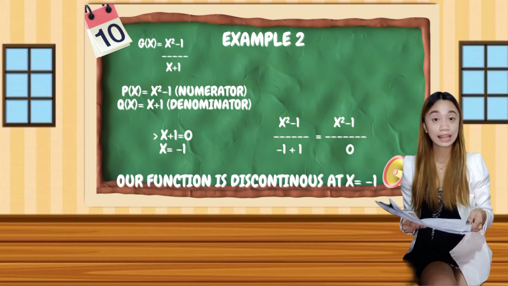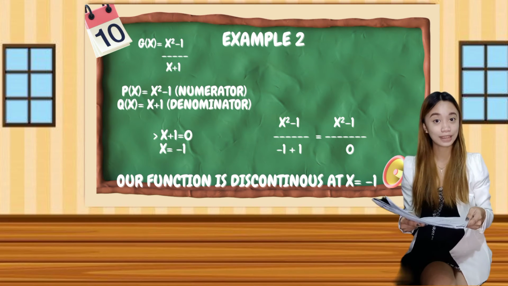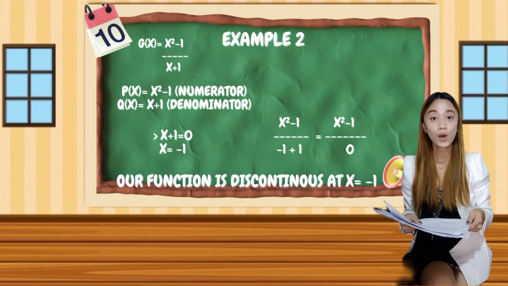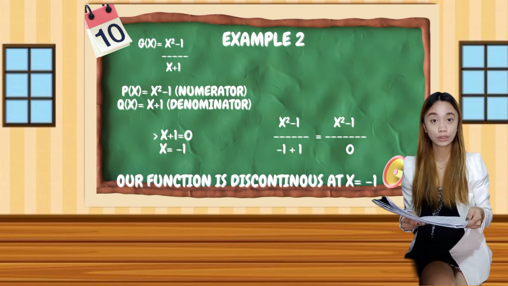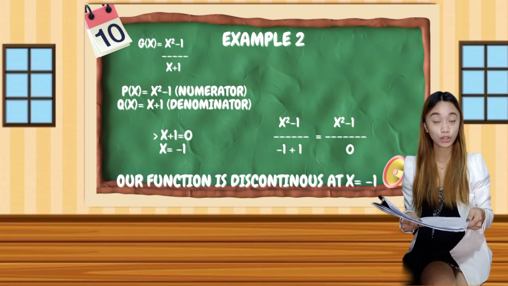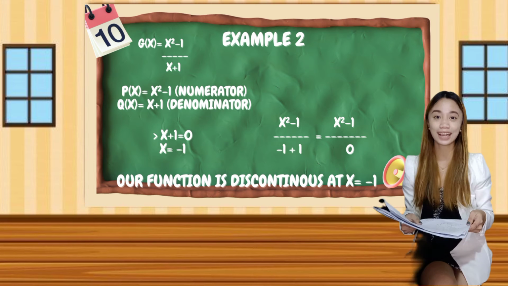So as we get x is equals to negative 1, we have to substitute the resulting value of negative 1 into our function, which is x squared minus 1 all over negative 1 plus 1. So the denominator is equal to 0. So our function is discontinuous at x is equals to negative 1.